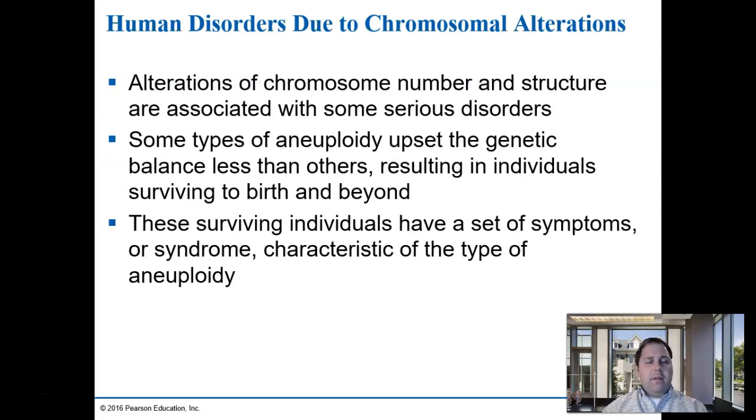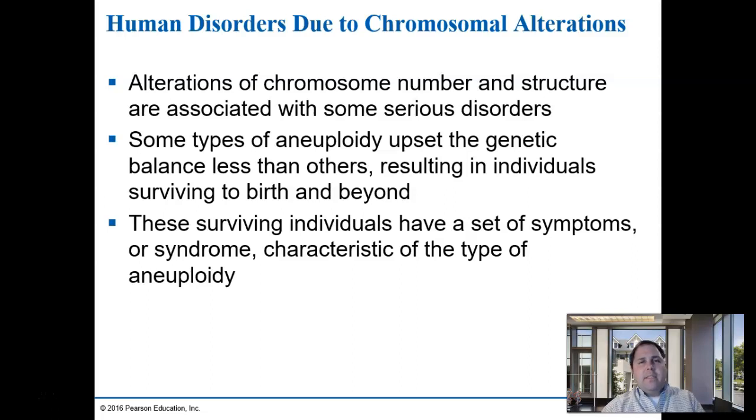So the final lap here, just to go through some human disorders. You've probably heard of a lot of these human disorders due to chromosomal alterations, but it's helpful for you to just hear them and see them and know what they are. There are some serious ones that are caused by alterations of chromosomal numbers. There are some aneuploidies that upset the balance more than others, and some of these individuals do survive, and they have a set of symptoms or a syndrome characteristic of the type of aneuploidy.